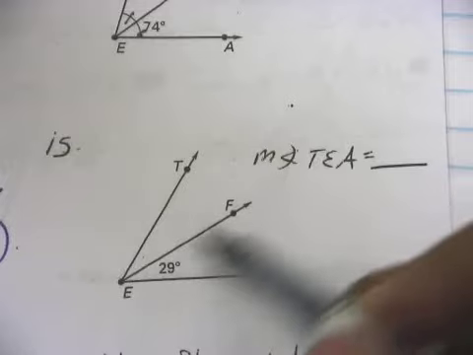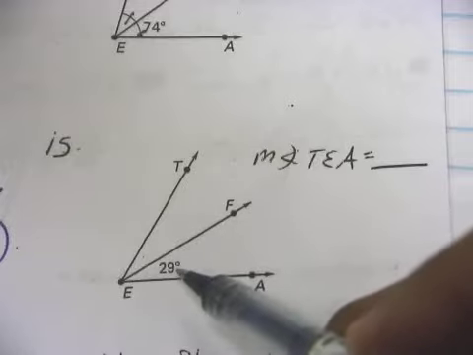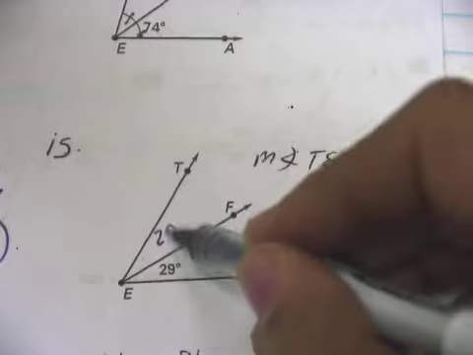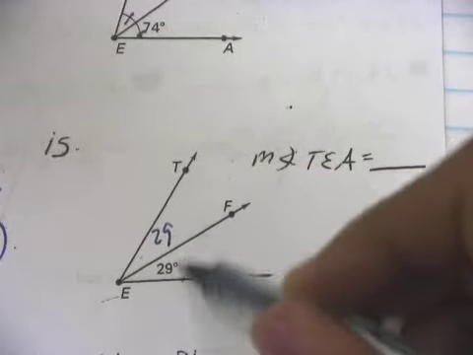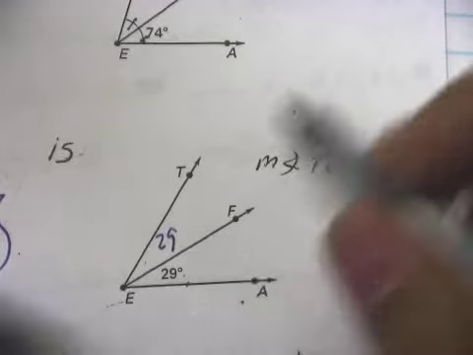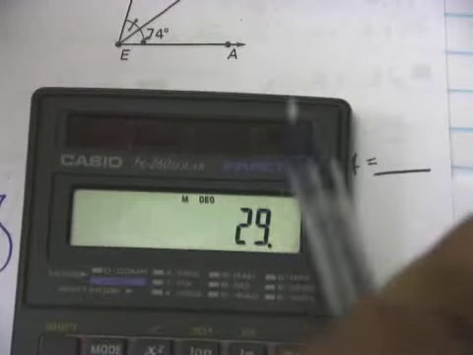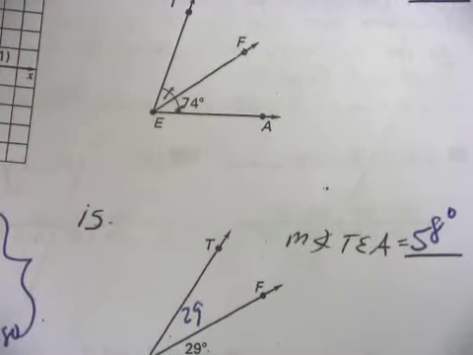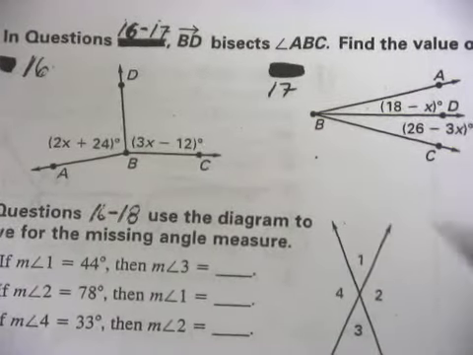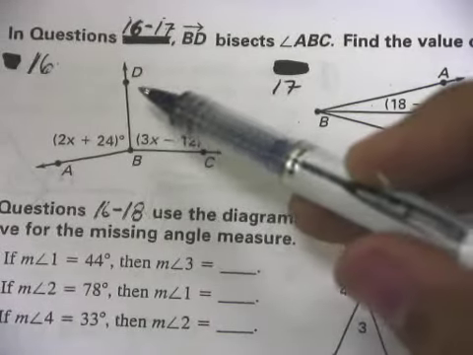If we look here for number 15, again, number 15 tells me that this angle here is 29, but notice there's no arc between both sides, so this means that just this little angle right here is 29 degrees. EF is still a bisector, so if EF is a bisector and this is 29, then this is also 29, and the measure of angle TEA is going to be both of these together. So it's going to be 29 times 2, which is 58 degrees.